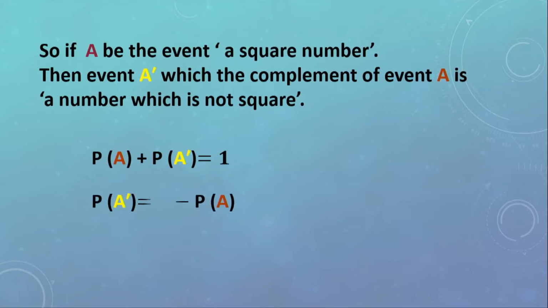So we conclude that for any event A, the probability of A dash equals 1 minus the probability of A. Because whenever we add the probability of the event with the probability of the event not happening, the total must always be 1. Remember that for every event, the probability of the event not happening is equal to 1 minus the probability of the event happening. Probability of A dash equals 1 minus probability of A. Now let's see how to use this formula.